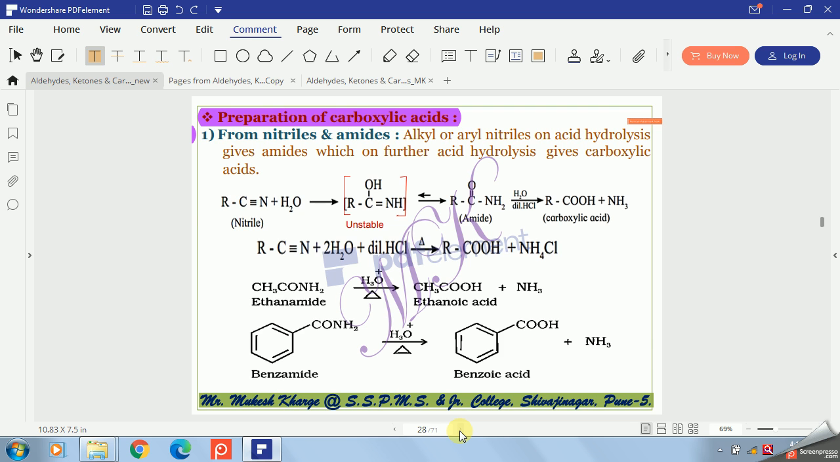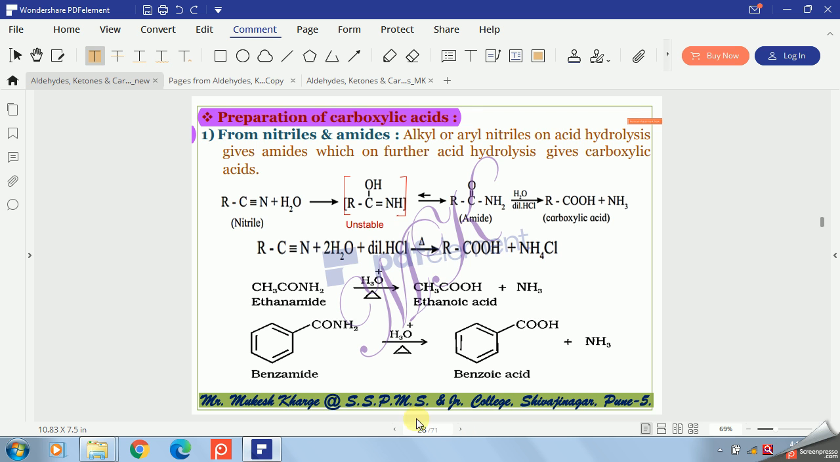First method is from nitriles and amides. Nitrile is also known as cyanide. Functional group is -C≡N, and amide is -CO-NH2. So alkyl or aryl nitrile on acid hydrolysis, hydrolysis means addition of water, acid hydrolysis means addition of water in presence of acid, H2O/H+ or H3O+, gives first amide, which on further acid hydrolysis gives the corresponding carboxylic acid.